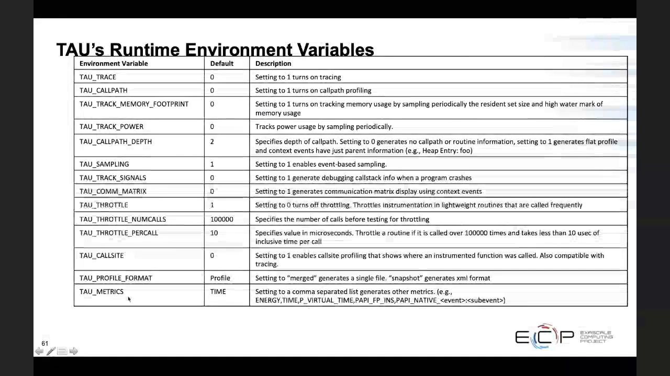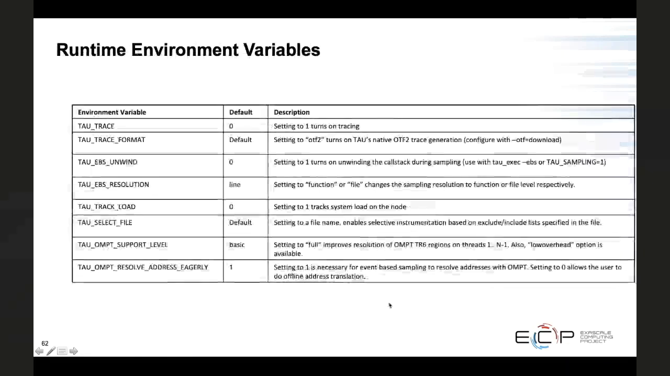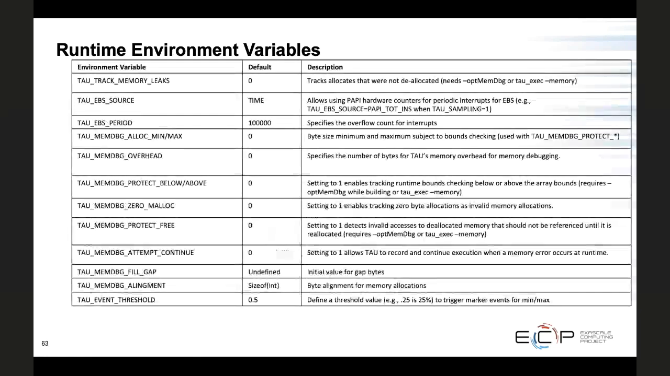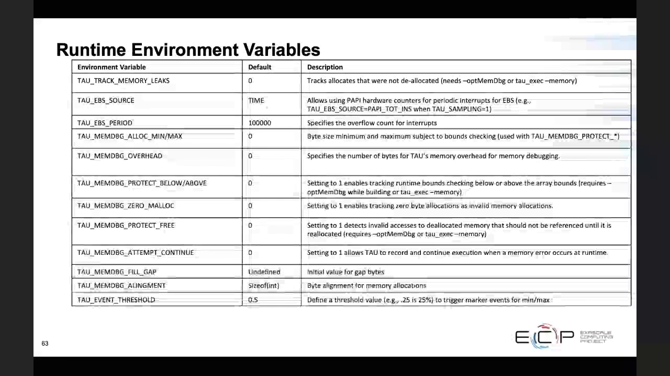If you have a configuration with PAPI, you can set the TAU_METRICS environment variable to pick a PAPI counter, like selecting PAPI floating point instructions along with time. You can set these environment variables to, for example, select a selective instrumentation file. So you can do the filtering at runtime. You can also specify OpenMP level of support and memory debugging capabilities in TAU.